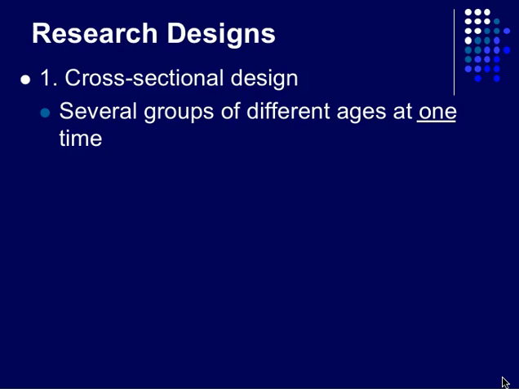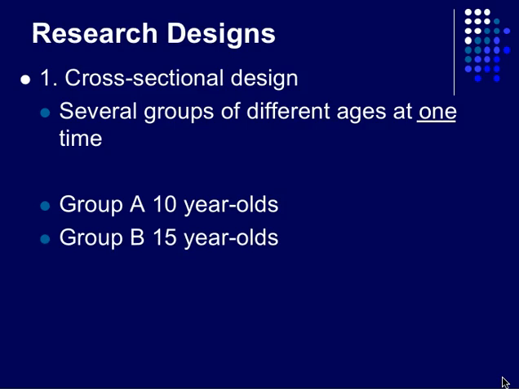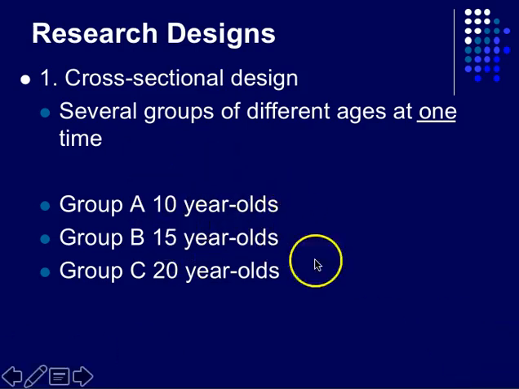So let's say that I was interested in mathematical reasoning. What I would do is take a group of 10-year-olds, for example, a group of 15-year-olds, and a group of 20-year-olds, all at the same time. So on the same day or within the same week or so, I would assess an entire group of 10-year-olds, an entire group of 15-year-olds, and an entire group of 20-year-olds to look at my research question about mathematical reasoning. I would maybe give them some kind of assessment. And then I would compare, how did the 10-year-olds do compared to the 15-year-olds, compared to the 20-year-olds? I would compare all these groups and their performance on that assessment. So that's a cross-sectional design.